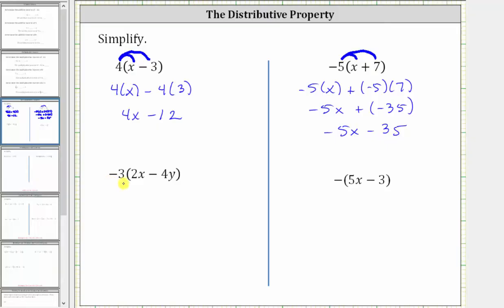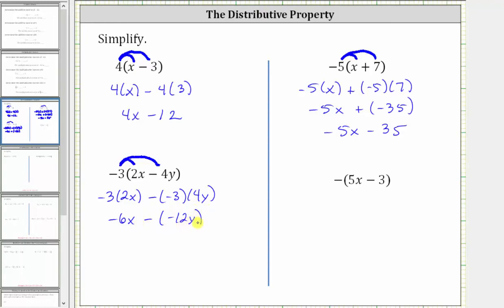Next, we have negative 3 times the quantity 2x minus 4y. We distribute negative 3. Formally, this gives us negative 3 times 2x minus negative 3 times 4y. Multiplying, negative 3 times 2x is negative 6x. And then we have minus negative 3 times 4y is negative 12y.